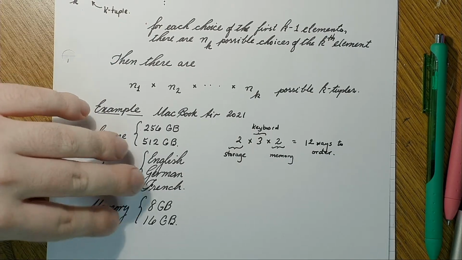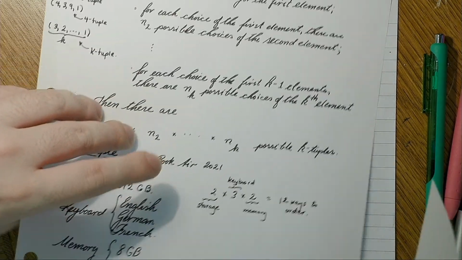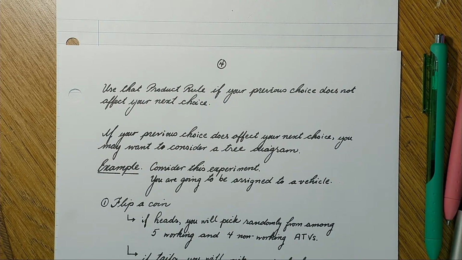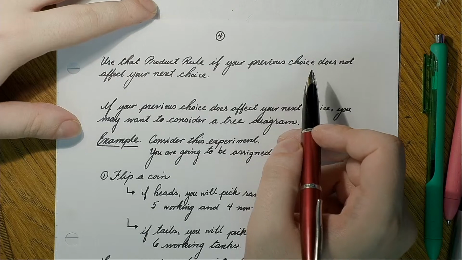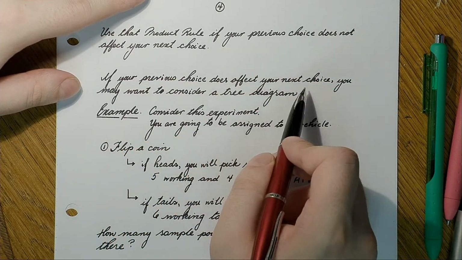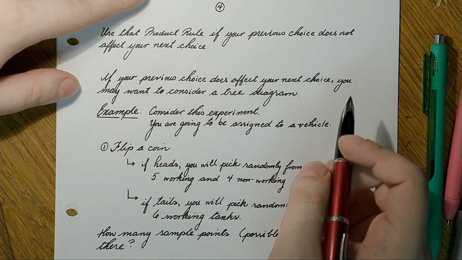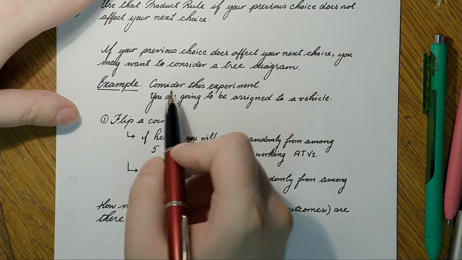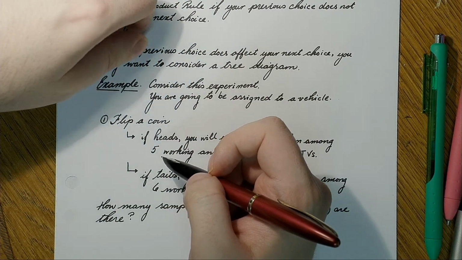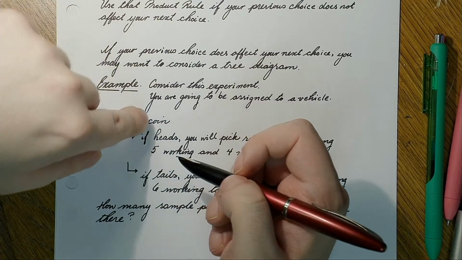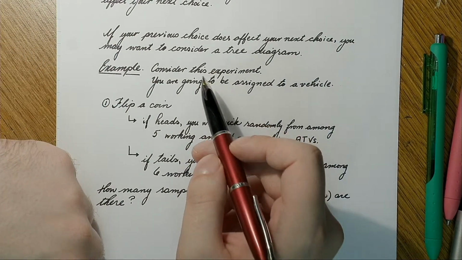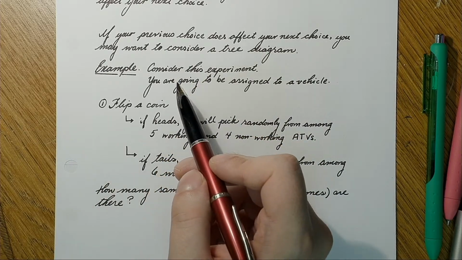Okay, so that's fairly straightforward if you're just multiplying them together. So you use the product rule if your previous choice doesn't affect your next choice. If your previous choice does affect your next choice, you may want to consider a tree diagram. So over here, this would be an example of where you can't use your product principle or your product for pairs or for your K-tuples.